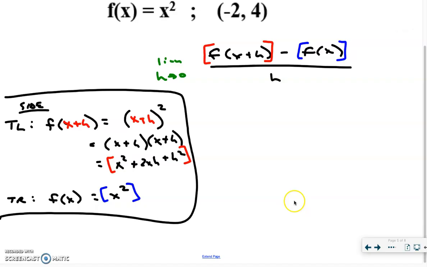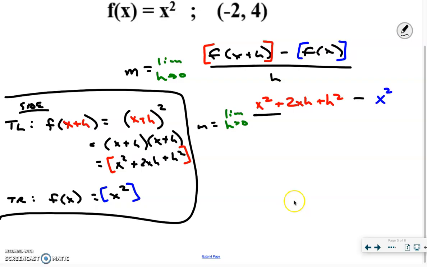And all that we're doing differently, remember today, I almost dropped the ball already. We're finding the slope. So we're going to say m equals this whole thing. So in continuing with that, m is equal to the limit as h approaches 0 of, well, now we're saying that top left is x squared plus 2xh plus h squared, minus the top right, f of x, which is given as x squared. This is all over h.